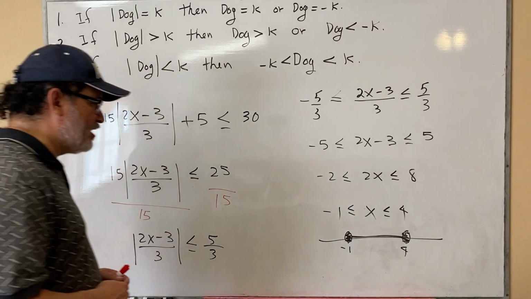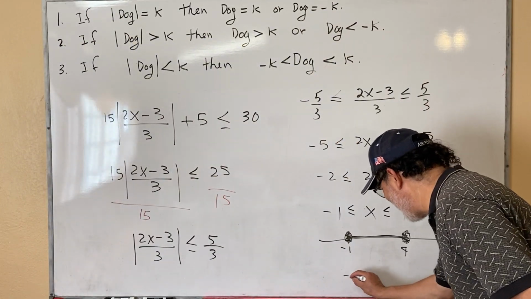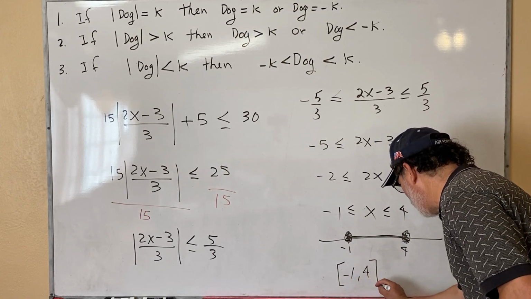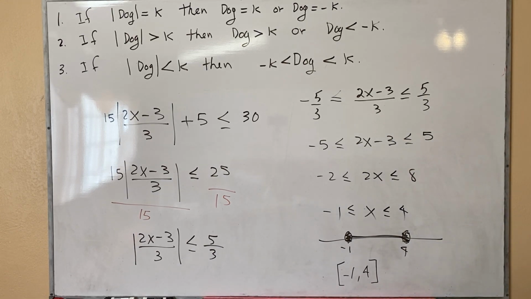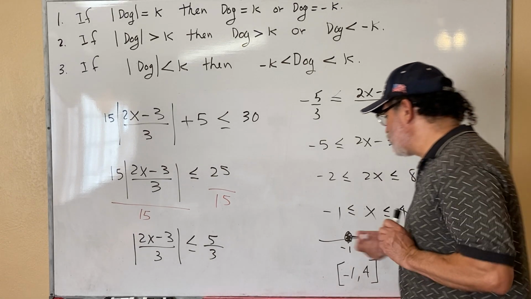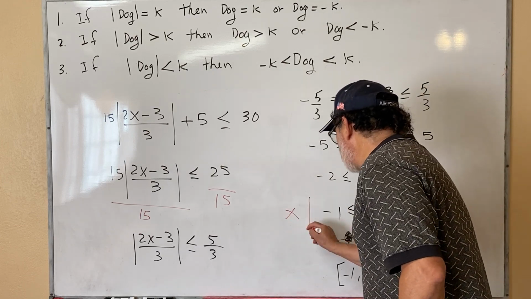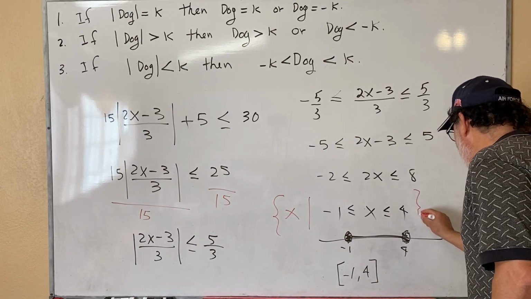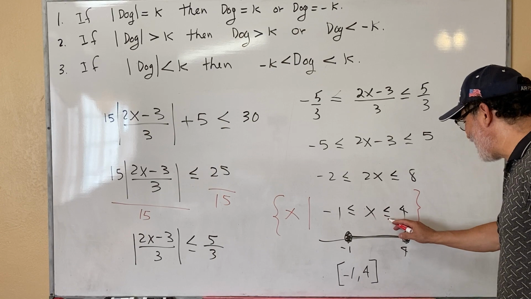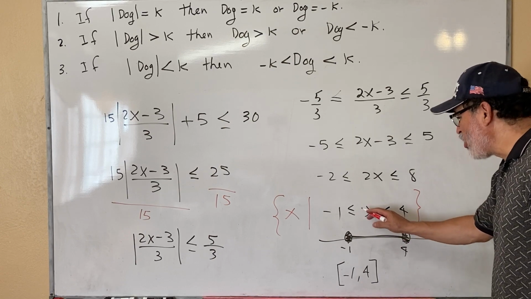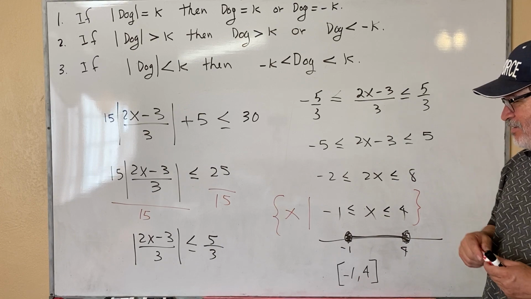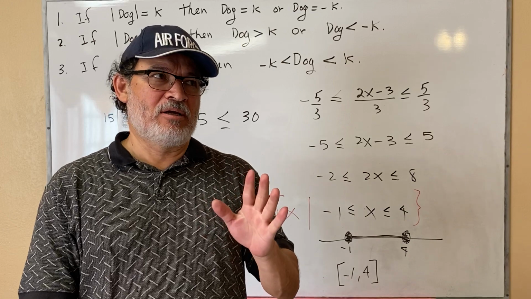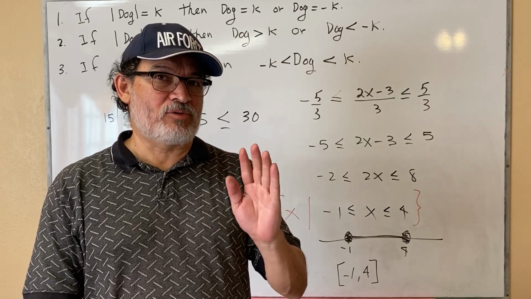If you want interval notation, it is negative 1 up to 4, including negative 1, including 4. If you want set notation, the answer is x such that x is less than or equal to 4 and greater than or equal to negative 1. And that's the answer. This is section 2.3 and 2.5.